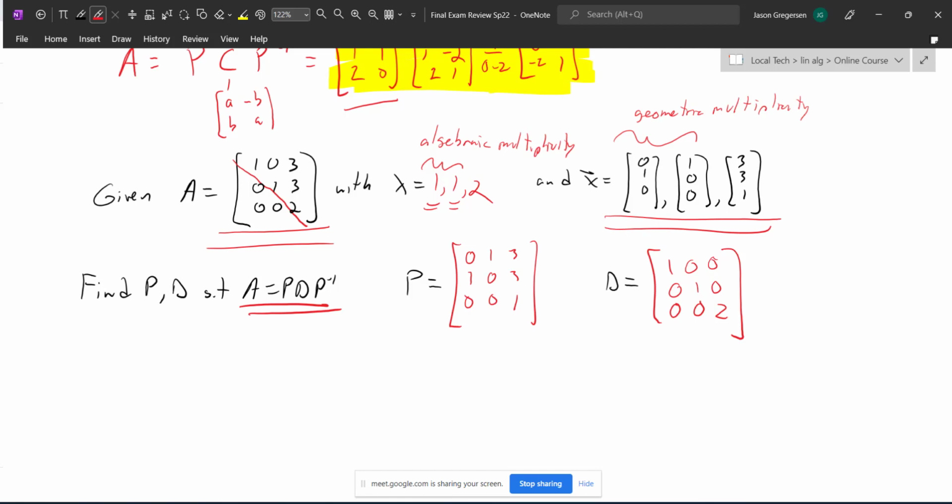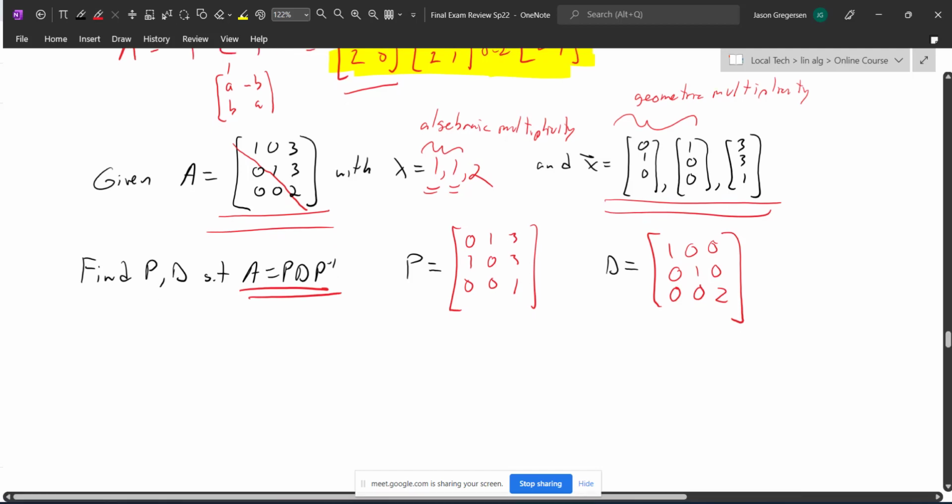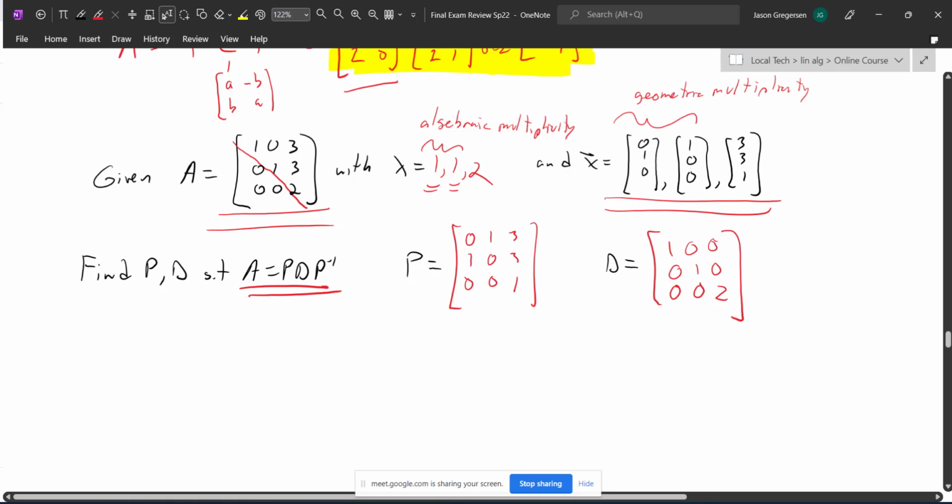But there might be other problems where when I plug in that repeated eigenvalue, I only get one eigenvector. And so if those multiplicities don't match, I would say the matrix is not diagonalizable. All right. Any questions there?